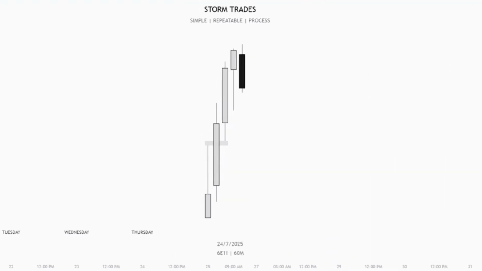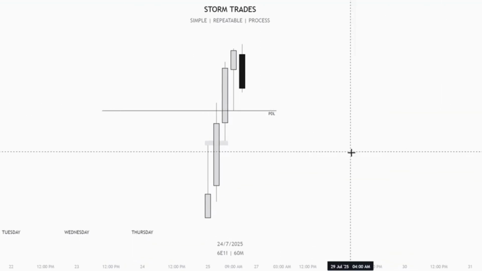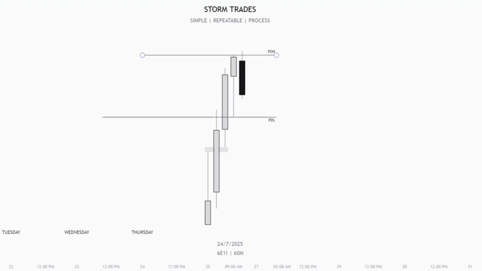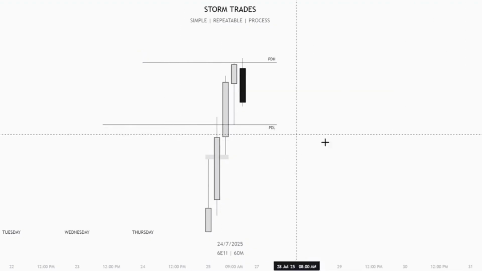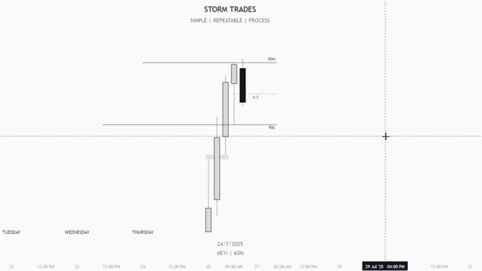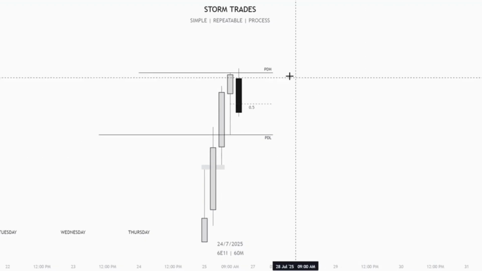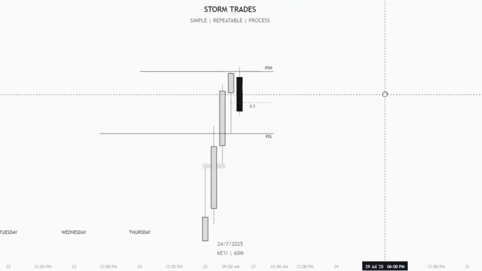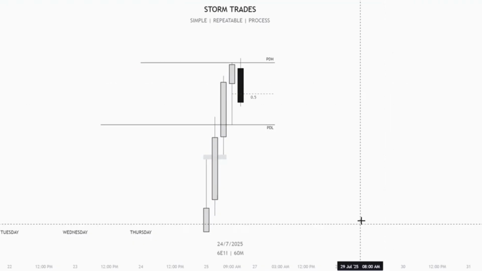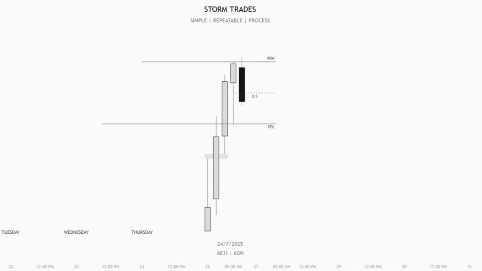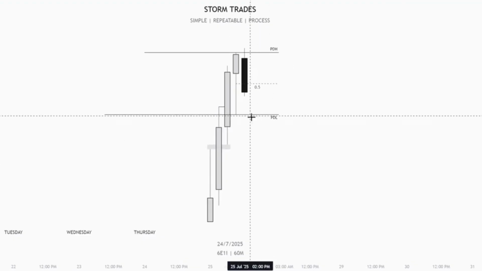I'm going to do that right here. First things first, I like to mark off the previous daily low and the previous daily high. I want to run a fib from the previous daily candle, and we'll get into why TTrades teaches that in a few minutes.